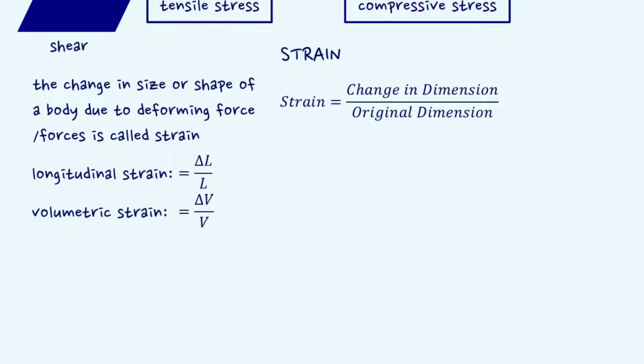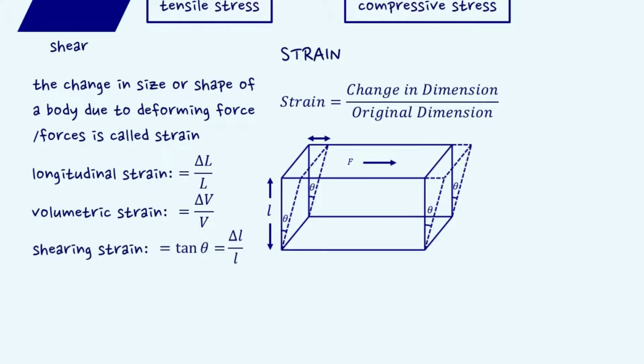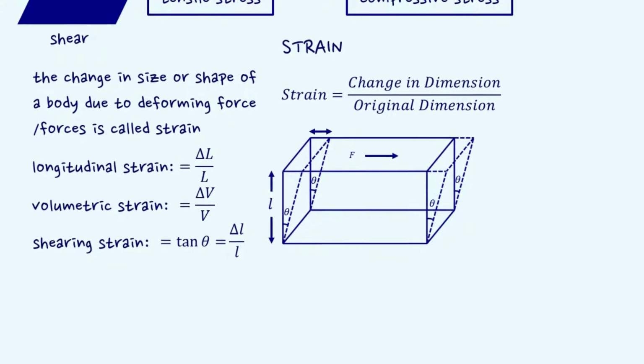Second one is volumetric strain. When the deforming forces produce change in volume, the strain is called volumetric strain. It is measured by the ratio of change in volume of the object to its original volume. Third one is shearing strain. When the deforming forces produce change in shape, the strain is called shearing strain. It is measured by the angle in radian through which a line originally perpendicular to the fixed face is turned due to the application of a tangential force.